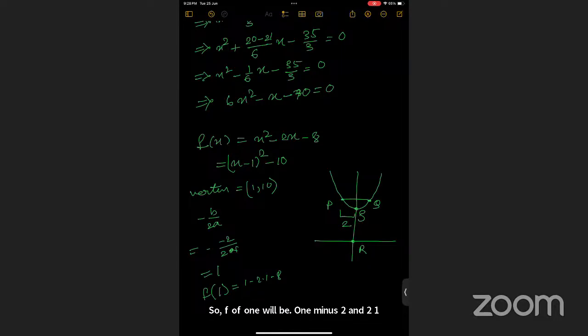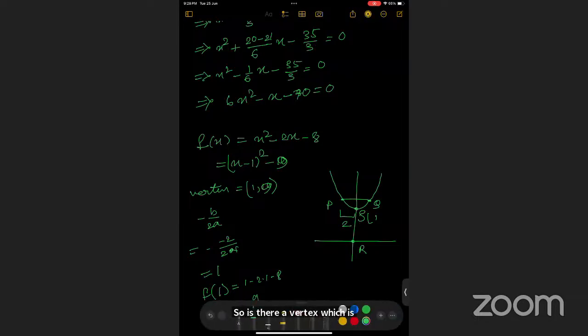That would be, ma'am, minus 9. Oh, sorry, I think I have made some mistake. Yeah, it will be minus 9. Sorry. Okay, ma'am, thank you, ma'am. So the vertex is (1, minus 9). Then the graph will be something like this.